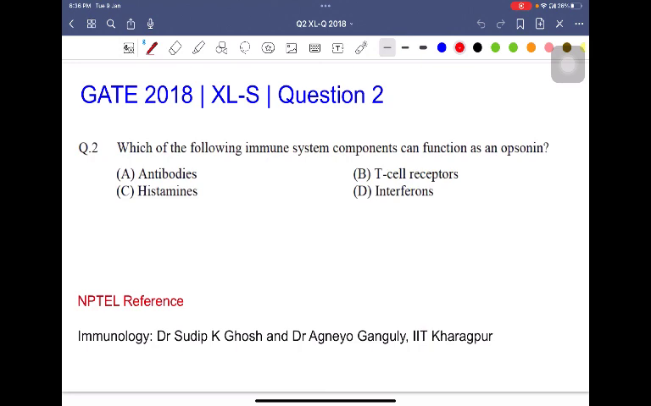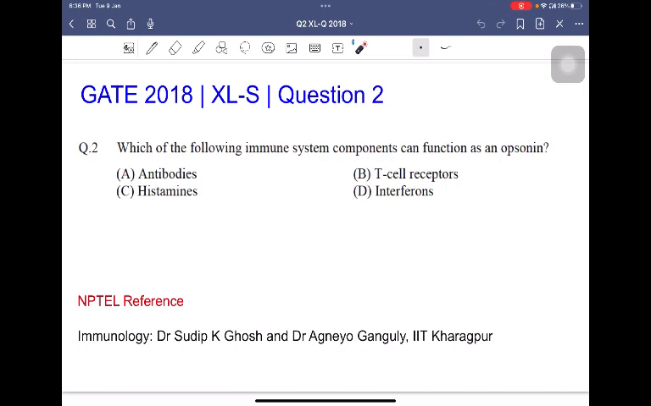I am a Prime Minister's Research Fellow, and we are discussing this question from GATE Examination 2018, Paper XLS, question number 2. The question states, which of the following immune system components can function as an opsonin? A. Antibodies, B. T cell receptors, C. Histamines, and D. Interferons. For more information on opsonin and these immune system components, you can follow this NPTEL course, Immunology.